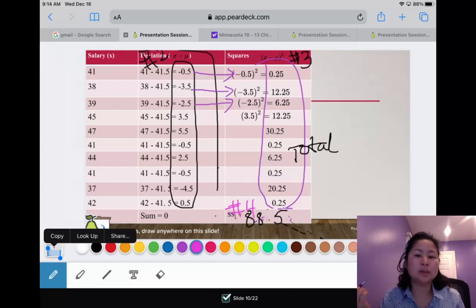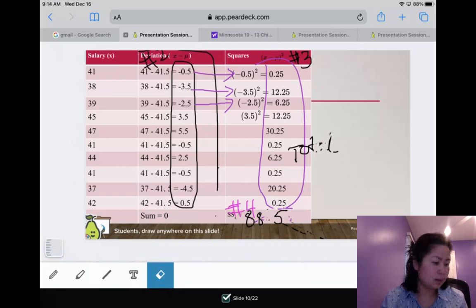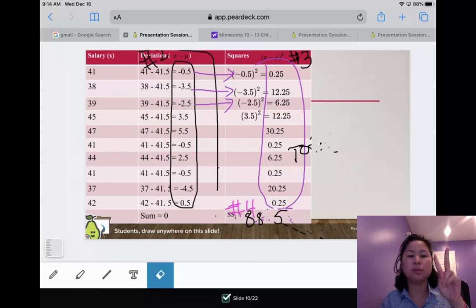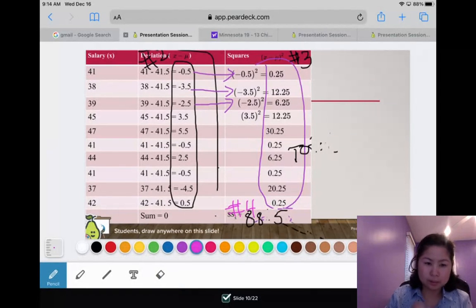So this is the total. And then we have step number 5. What you do is you take the total and divide by the n. So this is the standard deviation. We have 2 more steps, okay?